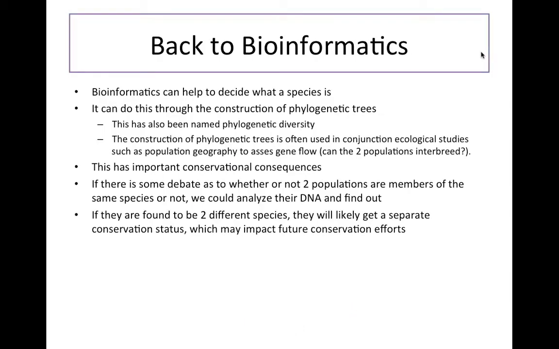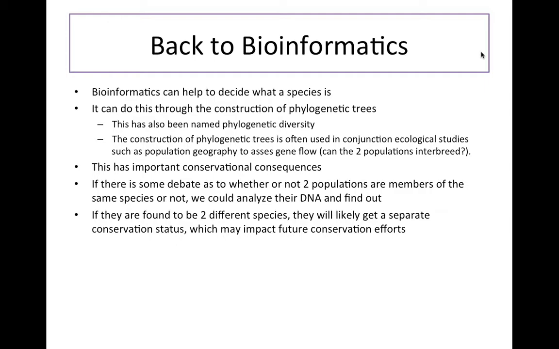So, back to bioinformatics. Bioinformatics can help decide what a species is. It can do this through the construction of a phylogenetic tree. This has also been named phylogenetic diversity. The construction of a phylogenetic tree is often done in conjunction with ecological studies, such as population geography, to assess gene flow. So, can the two populations interbreed? This has important conservational consequences.